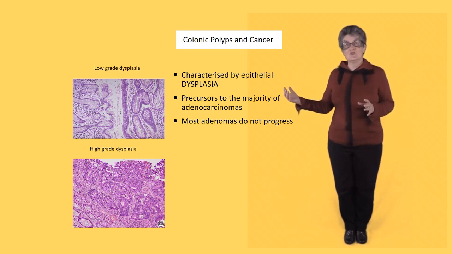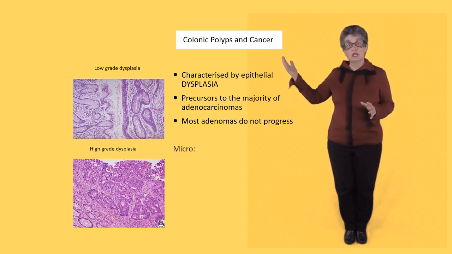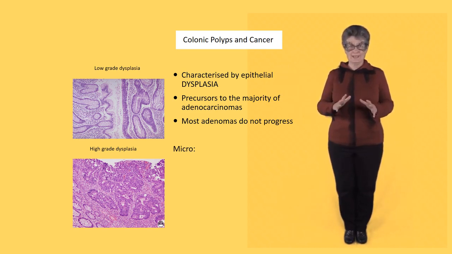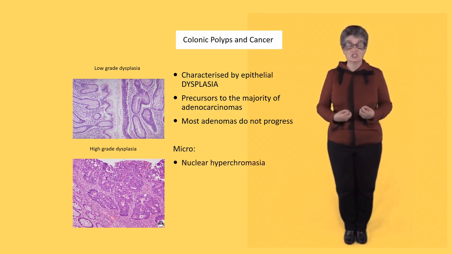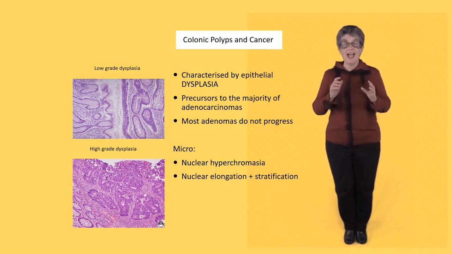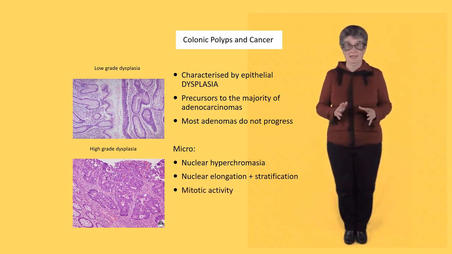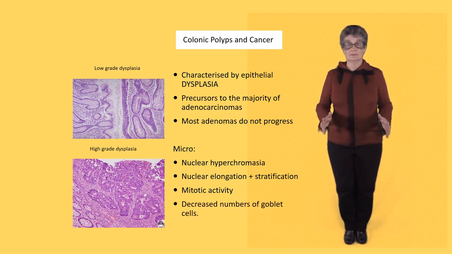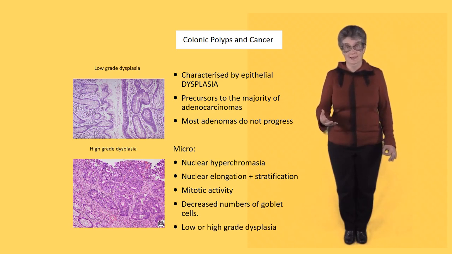In the illustrations to the right, you can see the difference between a low-grade polyp and a high-grade polyp. The high-grade polyp looks much more disorganized. There's more nuclear hyperchromasia, nuclear stratification and elongation, and much more mitotic activity. Notice as the dysplasia progresses, there's decreased numbers of goblet cells. Low or high-grade dysplasia describes how likely this polyp will turn out to be precancerous.